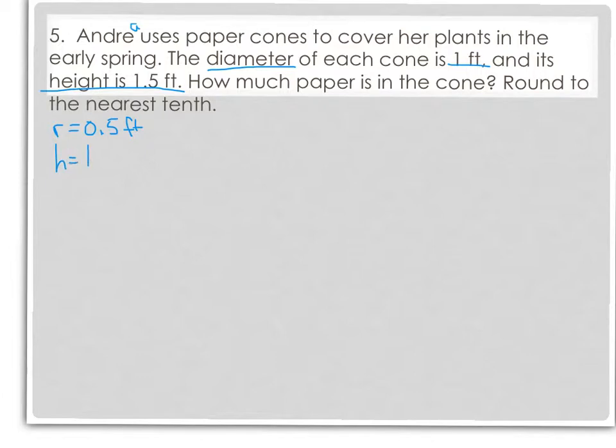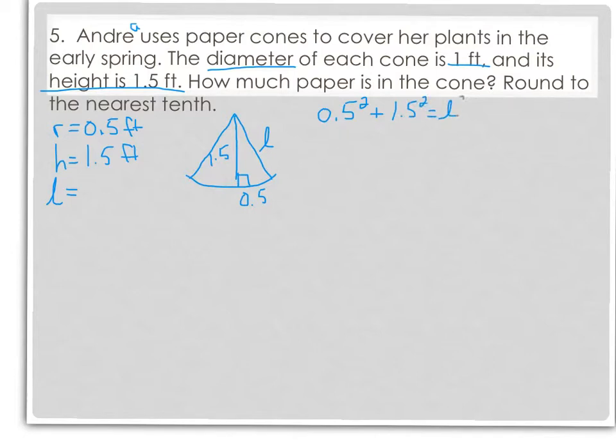Our height is 1.5 feet. We need to find our slant height, or L. So the height goes from our vertex of our cone to the base. So here's our cone. Our height being 1.5, radius being 0.5. We want to find L. So we have a right triangle here, using the Pythagorean theorem to solve for L. So 0.5 squared plus 1.5 squared equals L squared.